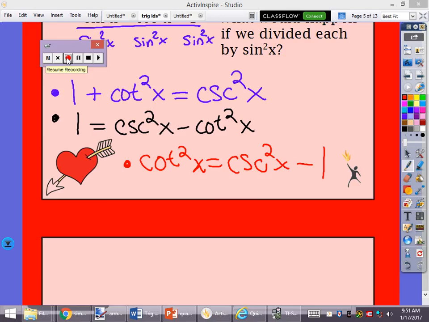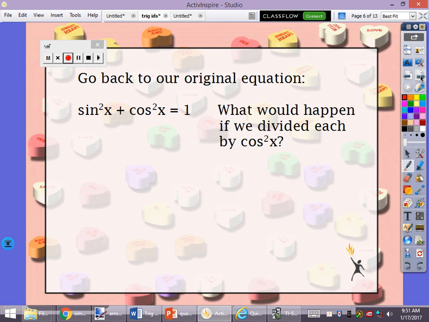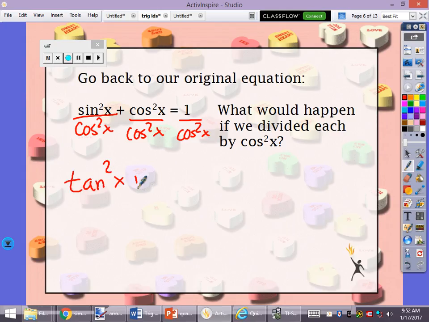Okay, let's continue. So I divided everything by sine. What do you think I'm going to do this time? Divide by cosine. Great. So I'm going to divide each of these by cosine squared. All right, so what's sine squared over cosine squared? Tangent. What's cosine over cosine? What's 1 over cosine? What's the reciprocal of cosine?